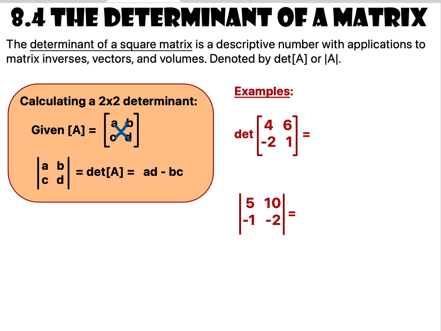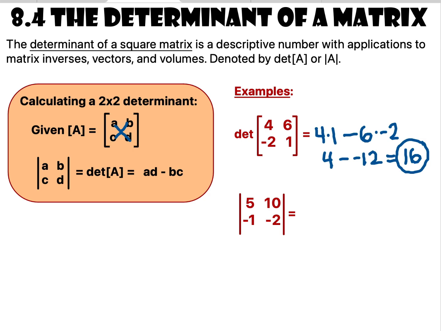So if we were to do the determinant of this example, I would do the 4 times the 1 minus the 6 times the negative 2. I've got 4 minus negative 12. The determinant of this first matrix is 16. What that tells us, we have absolutely no idea yet.